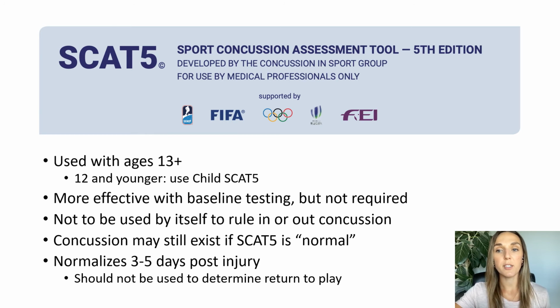Briefly, I previously mentioned a tool called the SCAT-5. This is a sideline concussion assessment tool that trained sideline personnel can use to assess the potential for concussion. It should only be used with athletes aged 13 or older. Those 12 and younger should use the child SCAT-5. The SCAT-5 is more effective with baseline testing, but is not required. It should not be used by itself to rule in or out a concussion, and a concussion may exist if the SCAT-5 is normal. An athlete's result on the SCAT-5 normalizes 3 to 5 days post-injury, and therefore should not be used to determine someone's readiness to play.